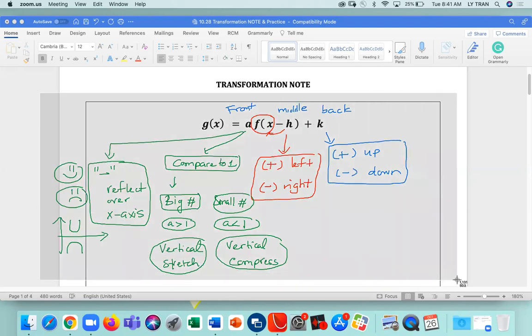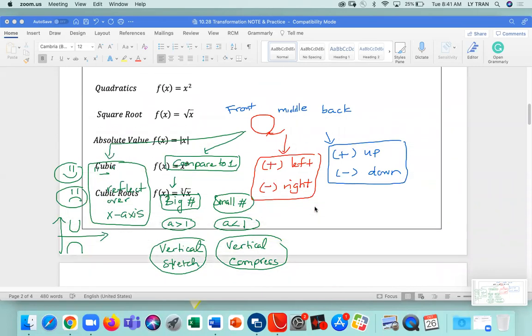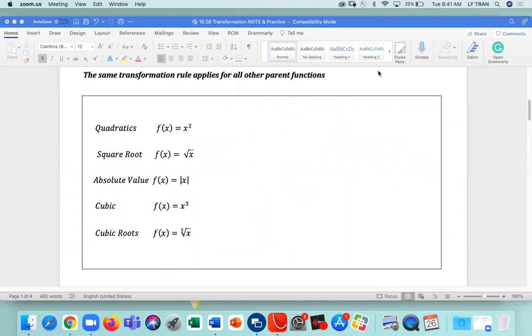I'm going to save it. So here we go, let's take a picture. And then we're going to move on over here. The transformation rule applies to all the parent functions. So it doesn't matter what kind of parent function it is, we can always do that. So a f of x minus h plus k. I'm not focused on the f of x at this point. This is f of x. So right now, let's say I'm going to deal with x squared, right? So all I have to do, I'm going to put x and square, that's the specialty. I put the letter A in the front, the letter H in the middle, and the K in the back, just like that.